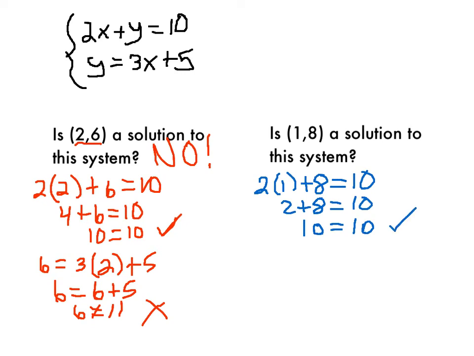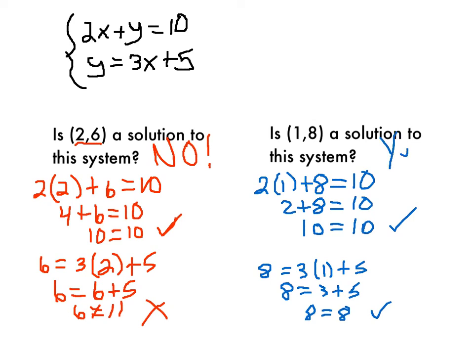So good, works in the first. Let's plug 8 in for y, and 1 in for x, and we get 8 equal to 3 plus 5. Okay, so now we see that that's true. 8 is equal to 8. So since that ordered pair, 1, 8, satisfies both equations in the system, yes, it is a solution to the system.